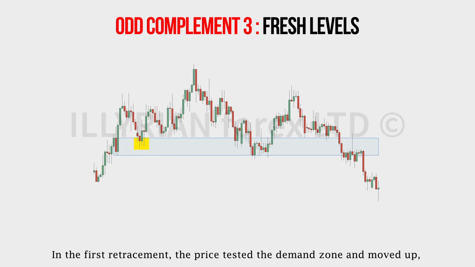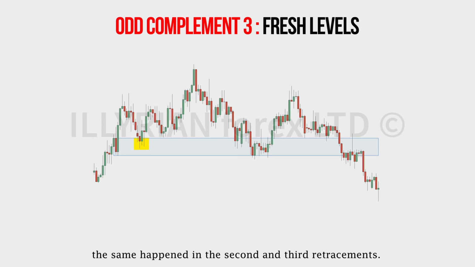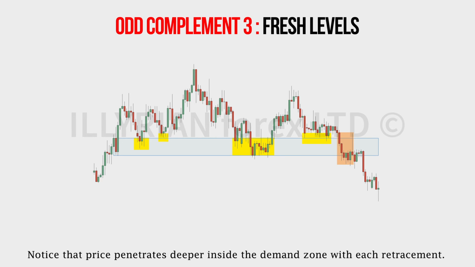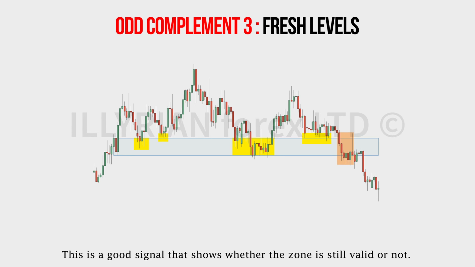In the first retracement, the price tested the demand zone and moved up. The same happened in the second and third retracements. After the third retracement, price broke below the demand zone as no more demand was found there. Notice that price penetrates deeper inside the demand zone with each retracement. This is a good signal that shows whether the zone is still valid or not.